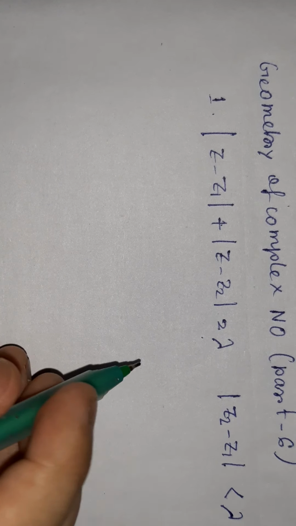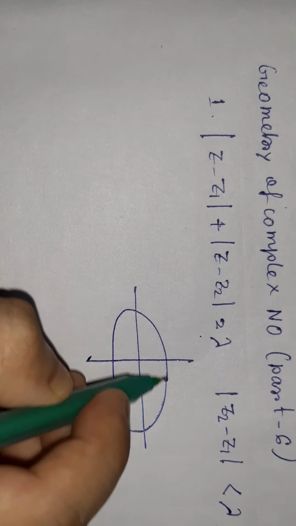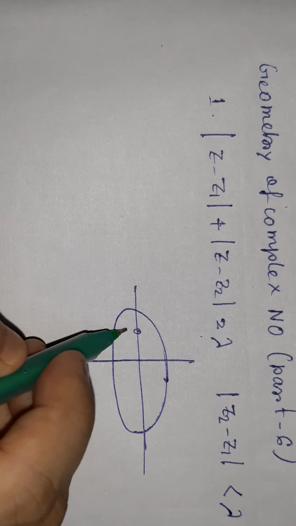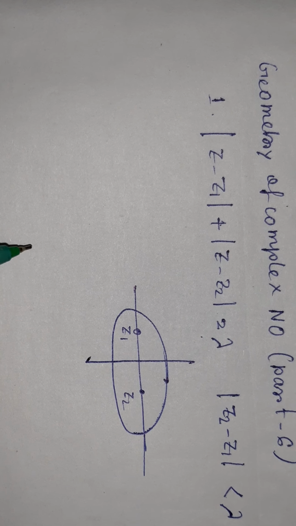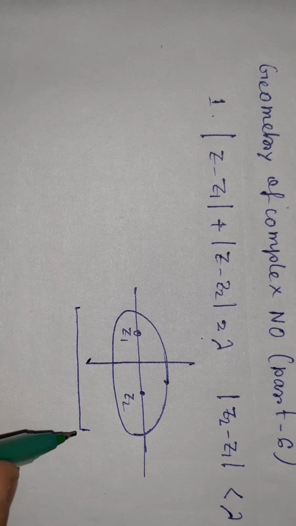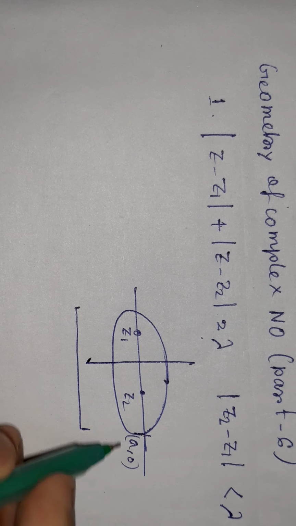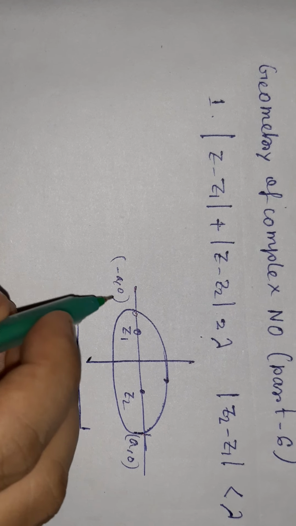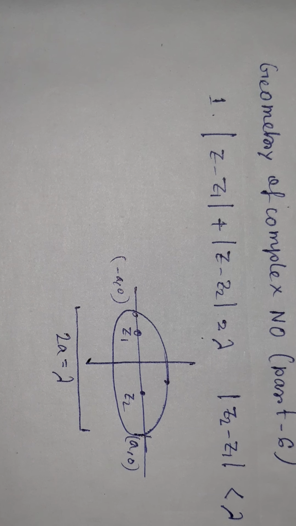So the typical ellipse is of this form, an ellipse whose one focus is z1 and the other focus is z2. This major axis length is 2a. We can consider that if this coordinate is (a, 0) and this is (-a, 0), then this length will be 2a, and that we consider lambda. So how can we prove this condition?